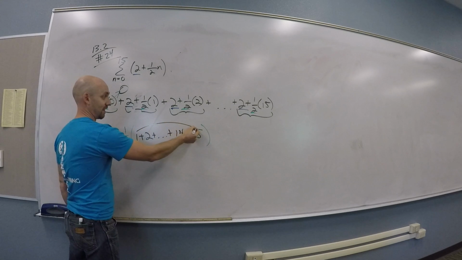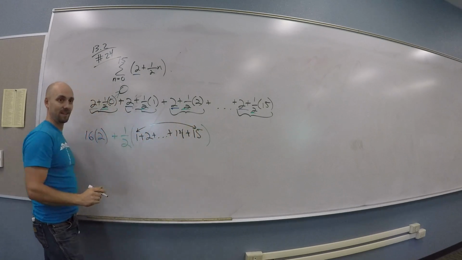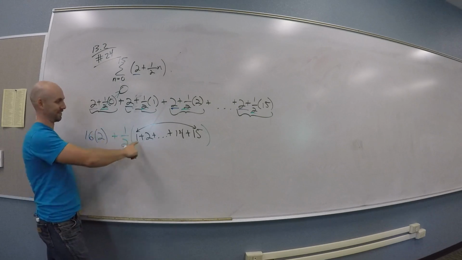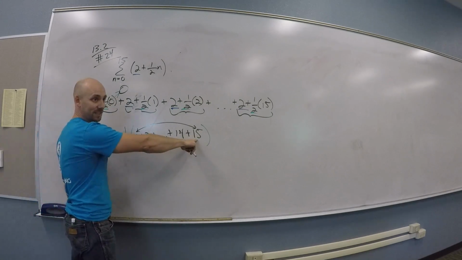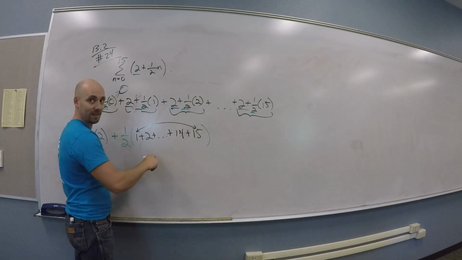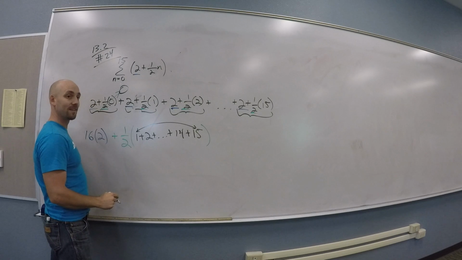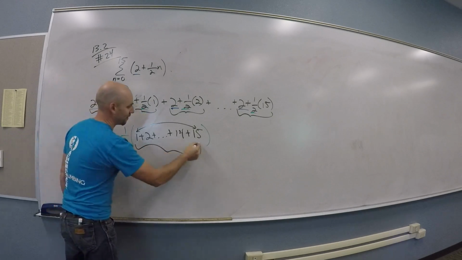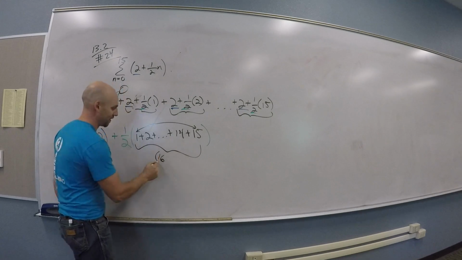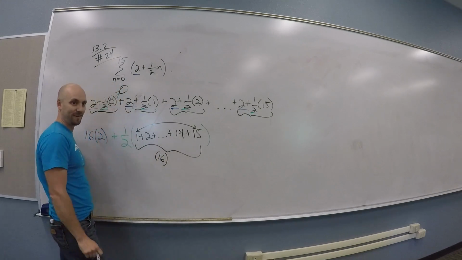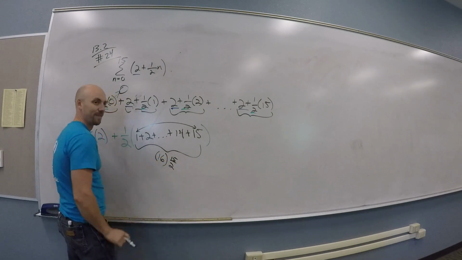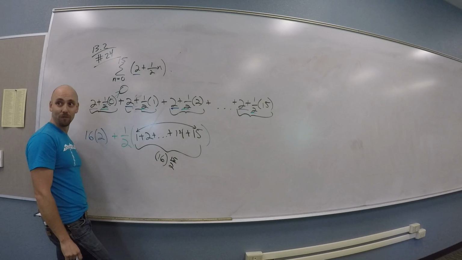16 times 7.5. So that'd be 16, right? And 16, so far they add up to 16. And then how many of them are there? There are in fact 15 over 2 pairs.